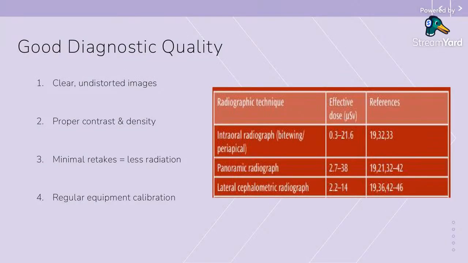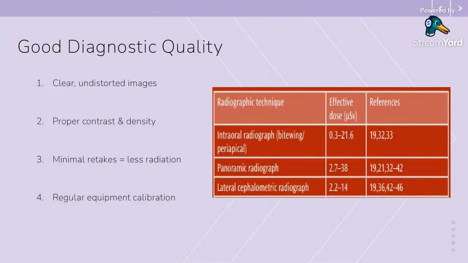Okay, all right, we are done with the positioning basics. We are done with the technique of IOPA, OPG, and lateral Ceph. Okay, the good quality diagnostic qualities will be clear undistorted images, proper contrast and density, minimal retakes, which means less radiation, and regular equipment calibration. Always apply the ALARA principle, which means as low as reasonably achievable radiation.